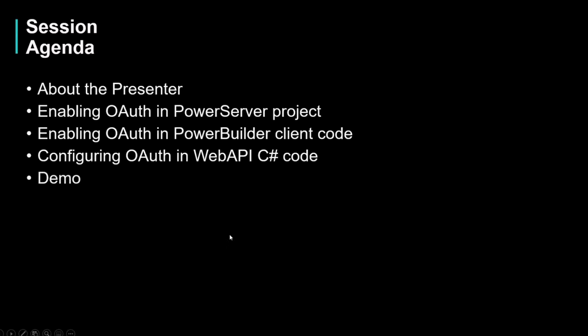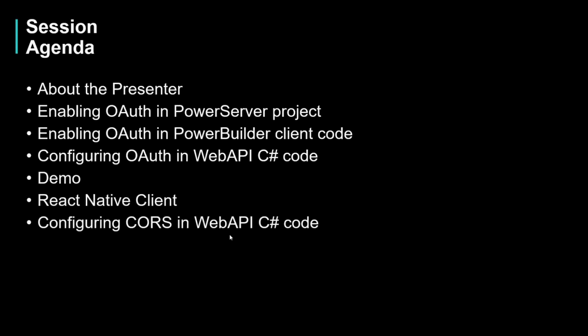I'll do a demo of how that works. Then we're going to look at a React Native client that I've written. I'm going to show you how you need to configure CORS in the Web API C# code. You may not need to do it depending on who your client is, but because I'm testing my React Native client in a web browser and it's running in a web server, it triggers a cross-origin call, and so I'll need to have CORS configured in the Web API C# code in order for it to actually respond to the request. And then I'll have a demo of the React Native client, and then we'll have Q&A.